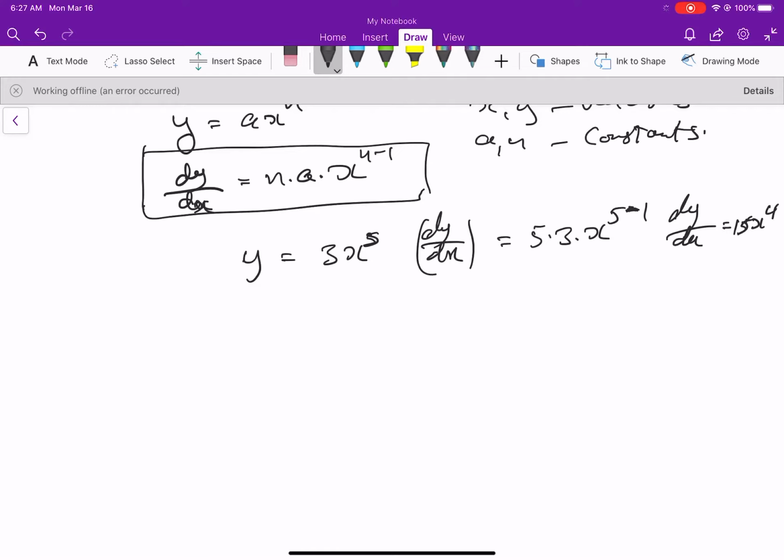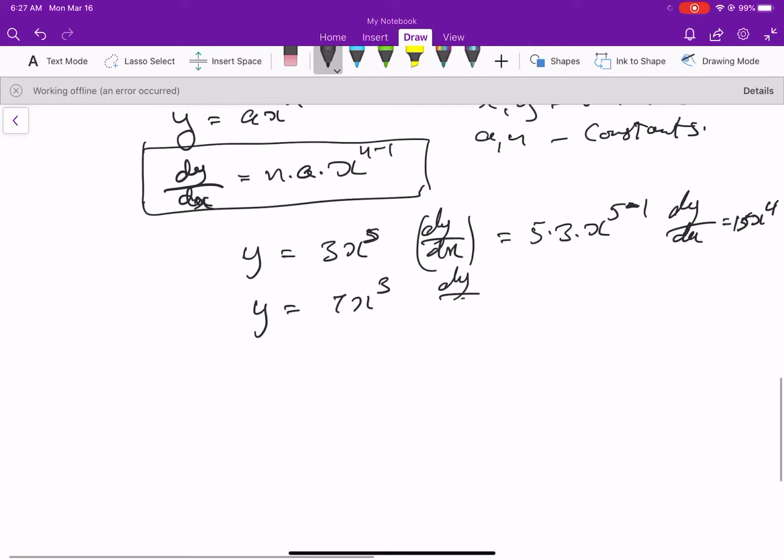Now what we're going to do, we're going to eliminate this intermediate step almost immediately, the 5 times the 3, because everybody can multiply 5 by 3 in their head, and then subtract 1 from the power. So let's try another one. y is equal to 7x cubed. Drop the power, so 7 by 3 would give you 21. dy dx would be equal to 21 times x to the power, and you subtract 1 from the power in the function, you get to the power 2. Pretty straightforward still.